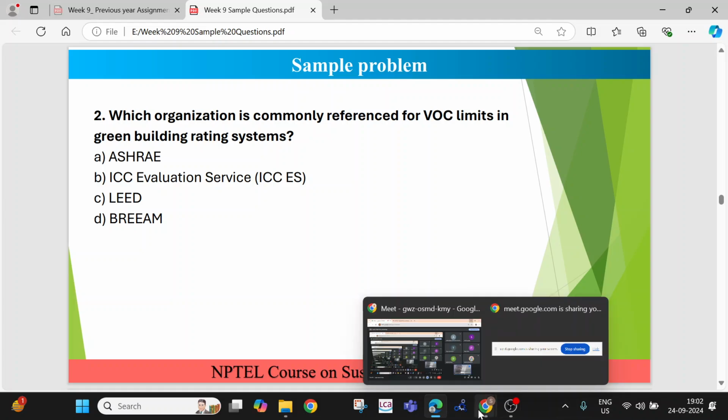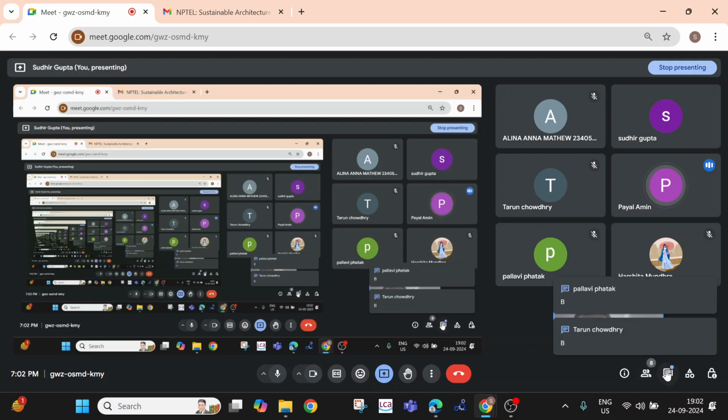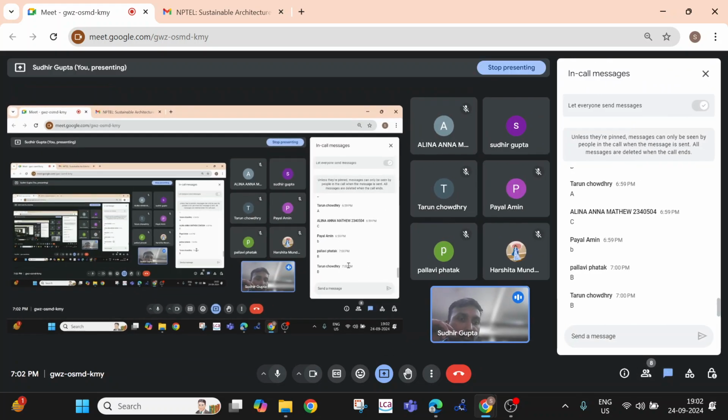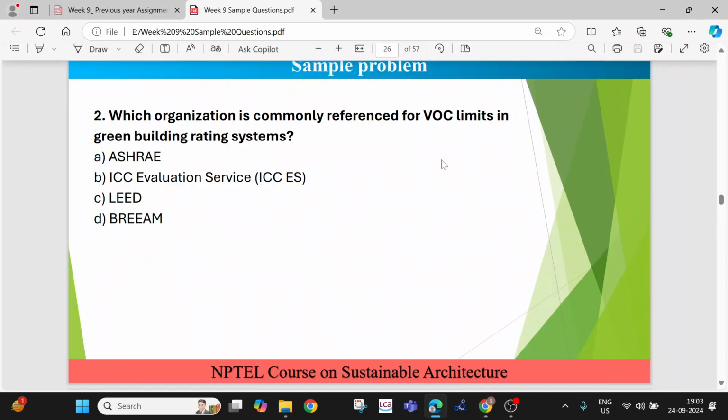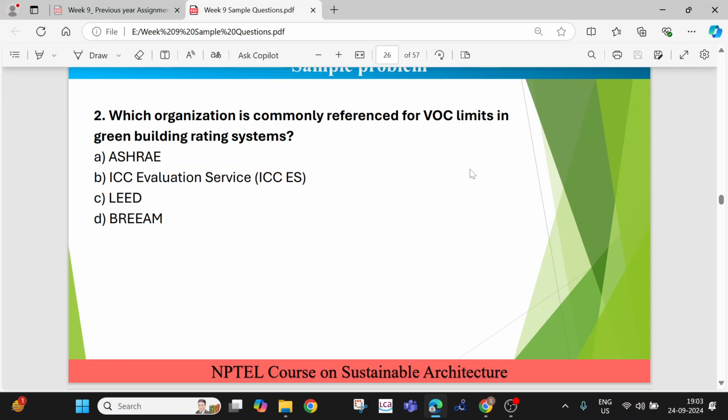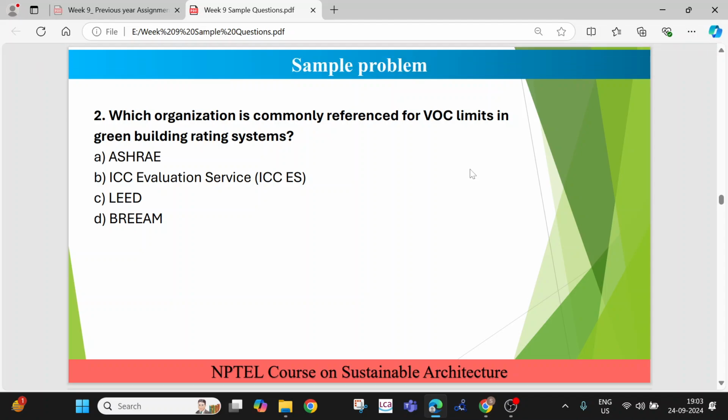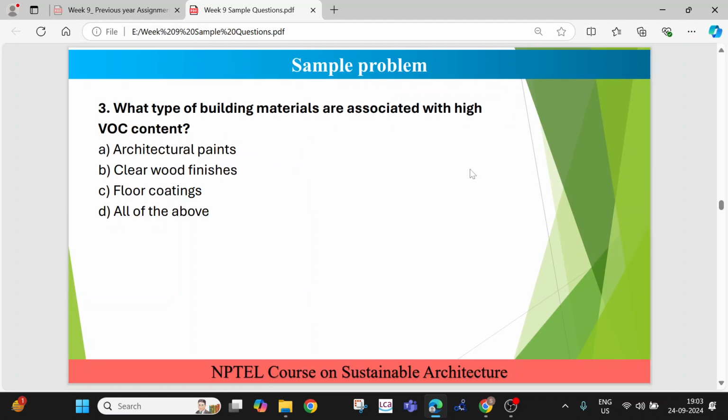Yes, now you people have referred to the slides, sir. Now you are answering it correctly, all of you. Option B, ICC Evaluation Service, ICCES, you can say. This is the right answer for this question, and it is one of the organizations that publish guidelines or values for the cutoff limits of VOC for different materials, commonly referred to by several green building rating programs. Fine. So let's move to the third question.